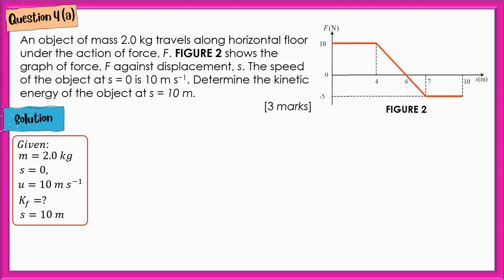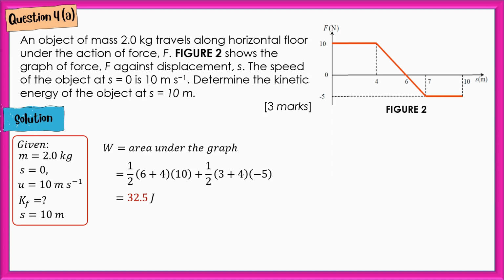And from the graph of F versus S given, we can calculate the work done on the object, which is represented by the area under the graph. Because of that, you will get that the work done is equal to 32.5 joule.